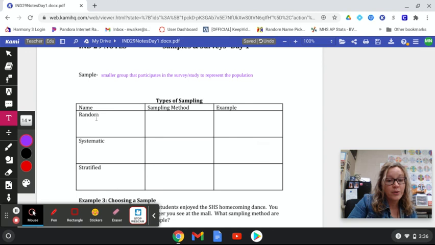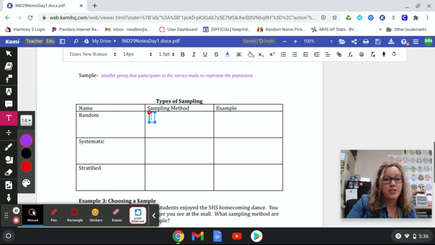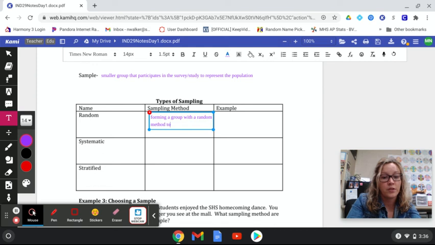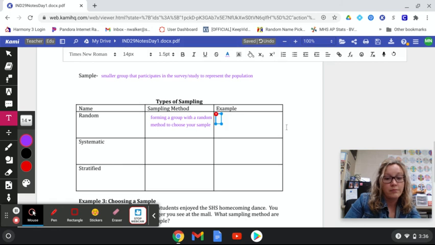So if you are doing a random sample, this just means that you are essentially forming a group with a random method to choose your sample. All right, so one way to do this is to assign people random numbers, and then you just pick. Or you draw names out of a hat. That would be a perfect example: draw names out of a hat.